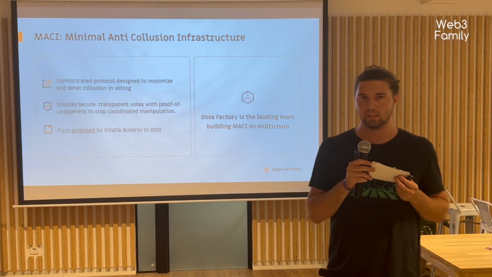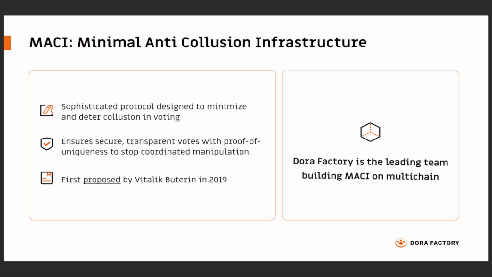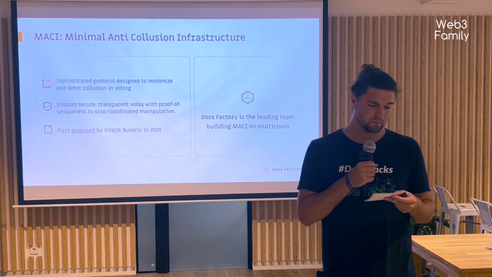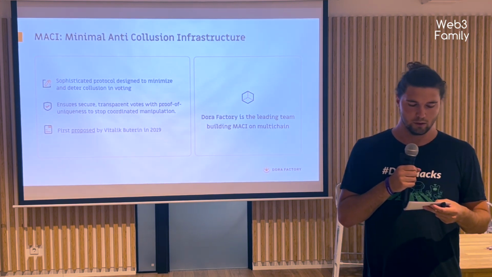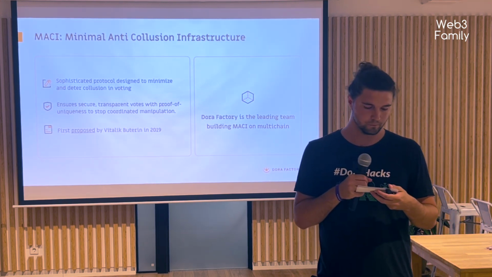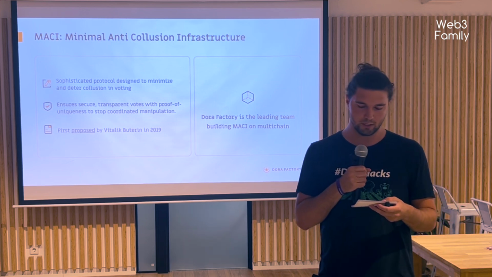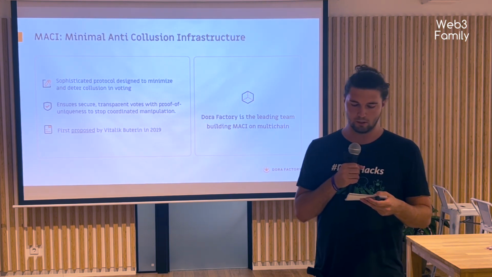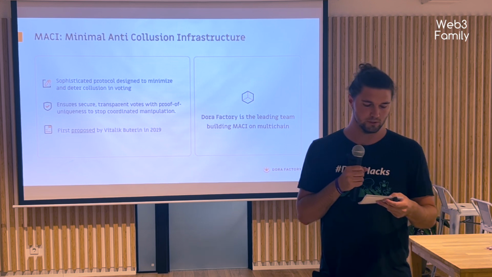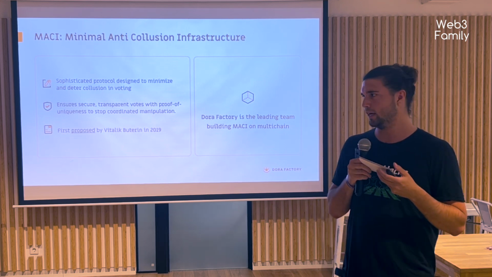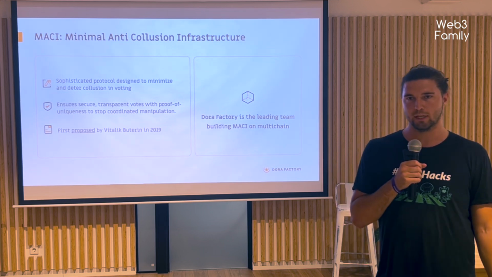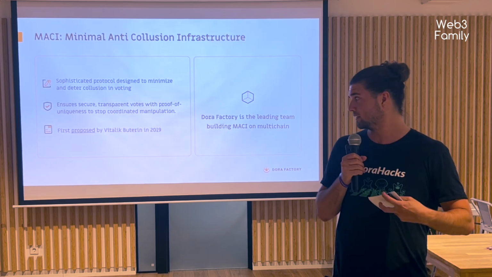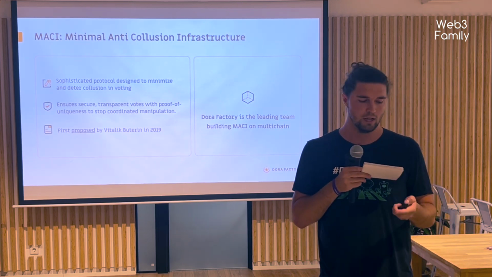So MACI is a sophisticated and groundbreaking protocol, and it's there to improve blockchain-based voting systems. It protects against collusion and also minimizes collusion. It's secure, it's transparent, and it has a proof of uniqueness, which stops coordinated manipulation attempts. MACI was first proposed back in 2019 by Vitalik Buterin, and you can find more about it on Ethereum Research/MACI, and the Dora team is building MACI for the multi-chain.